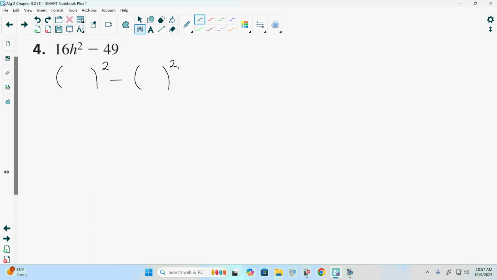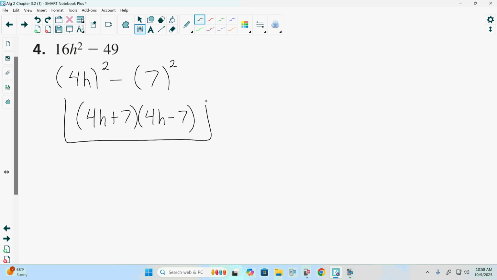16h squared minus 49. 16h squared, well, we know we would have h as part of a. 16 would be 4. Because 4 times 4 would give us 16, h times h would be our h squared. 49 would be 7. So we get 4h plus 7 times 4h minus 7. Questions on this here? Get ready for the next one.